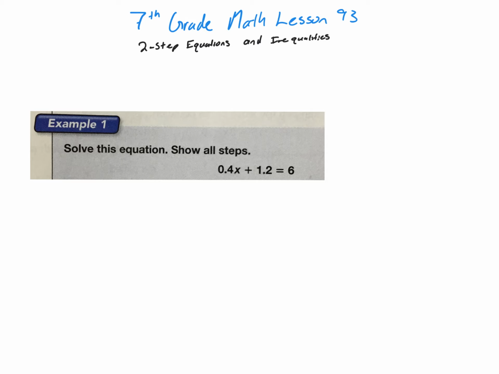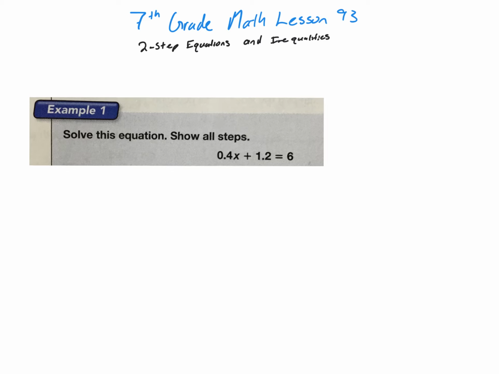This is lesson 93. We're talking about two-step equations and also inequalities. Everything we're doing in this lesson are actually things that you've already done in previous lessons. So you're thinking, oh no, now we have two-step instead of one step. It's okay. Lots of people like to do the two-step.